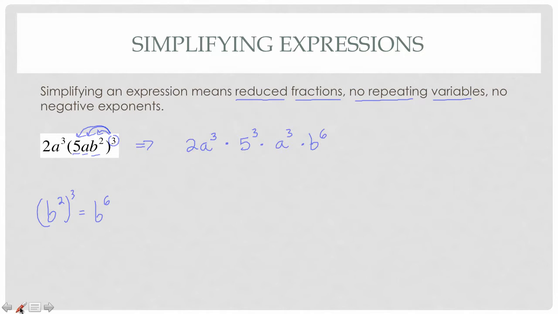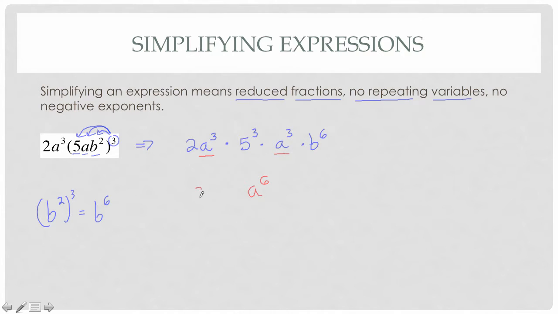All right, let me switch colors and let's now look at anything I can combine here. I have a to the third and I have another a to the third, and they're being multiplied together. Well, the product rule says if I have a to the third, or 3 a's, times another 3 a's, how many a's is that going to be together? That's going to be 6 a's altogether. I can add the exponents. 3 plus 3 gives me 6.